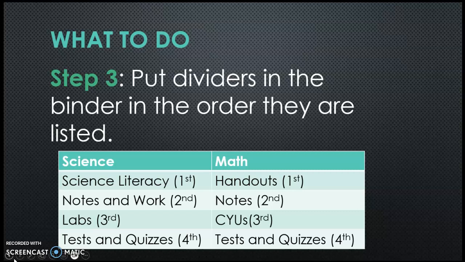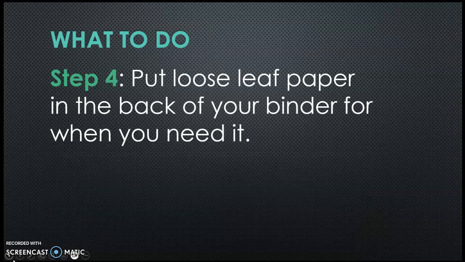Now you don't need to do both of these in one binder. If you're only taking science with me, do the science binder. And if you're only taking math with me, do the math binder. If you have me for both classes, you will need to create 2 separate binders, one for science and one for math.